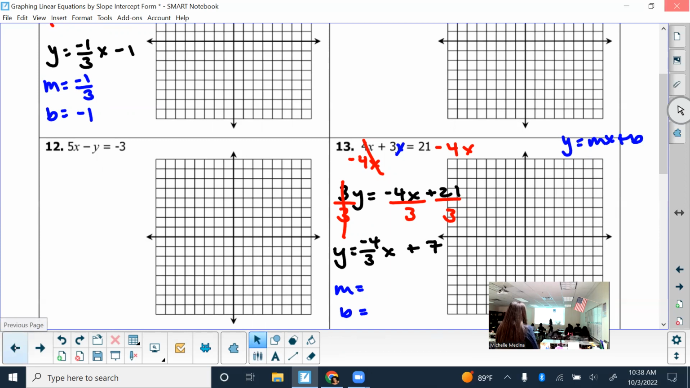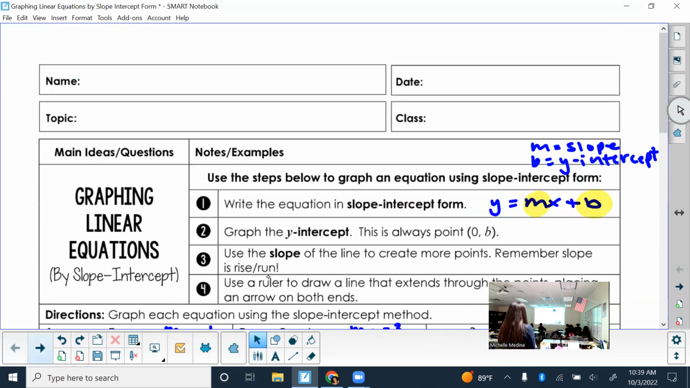So now we're going to go back to the steps. I know we haven't fully solved any of these problems, but I'm going to go back to the front. FYI, the slope was negative 4/3 and the y-intercept was 7. Step 1, write the equation in slope-intercept form. Step 2, graph the y-intercept first. That's always where you're going to have to start.